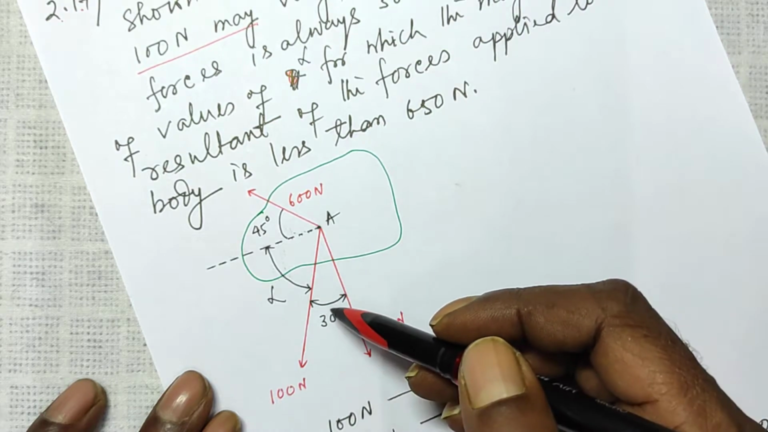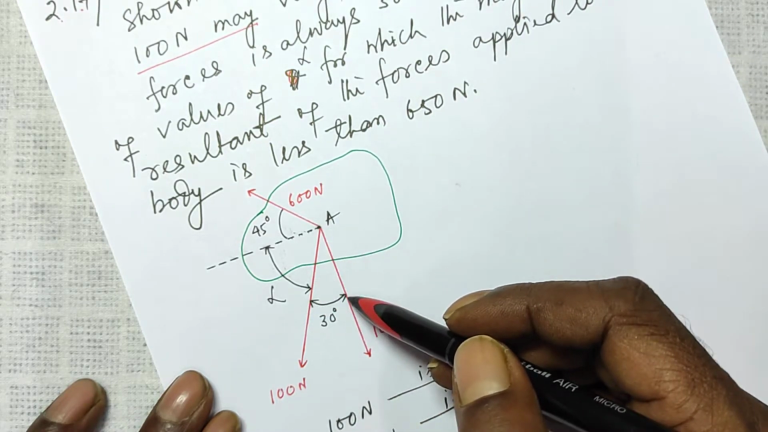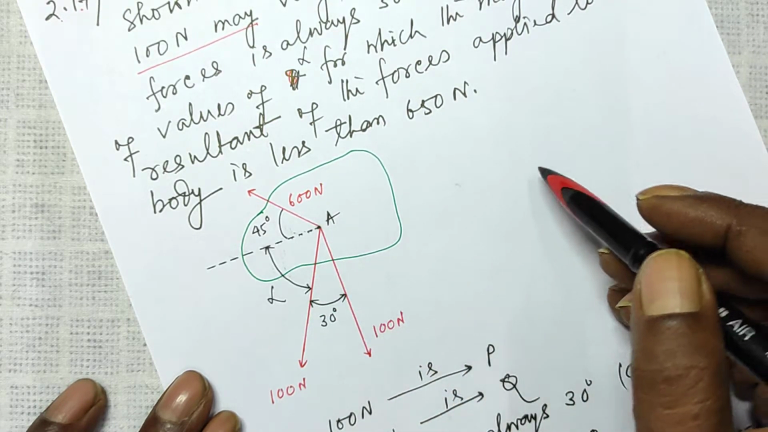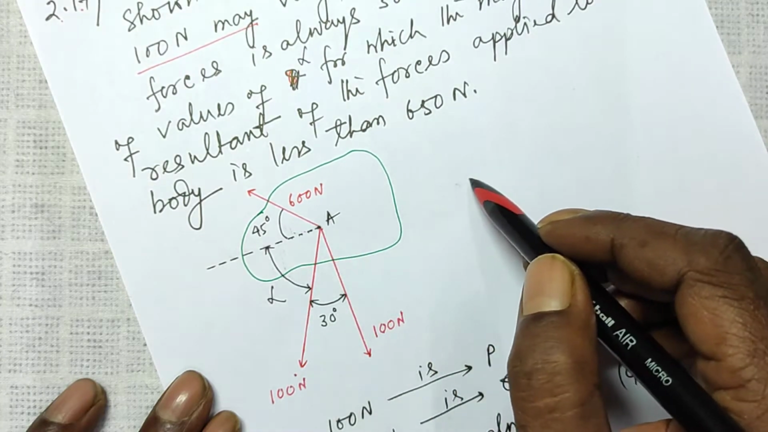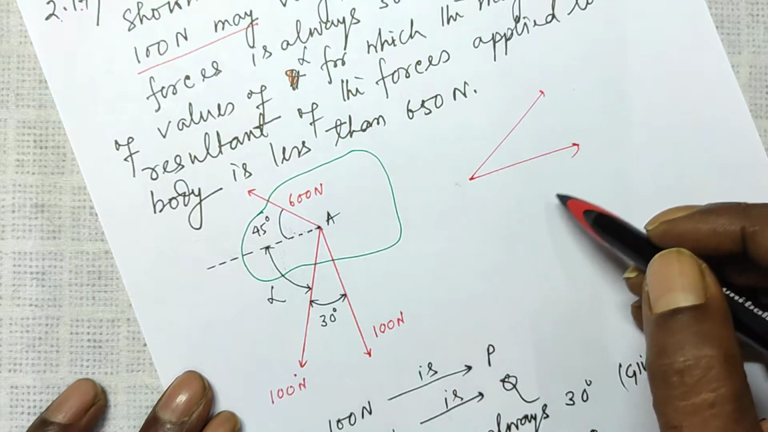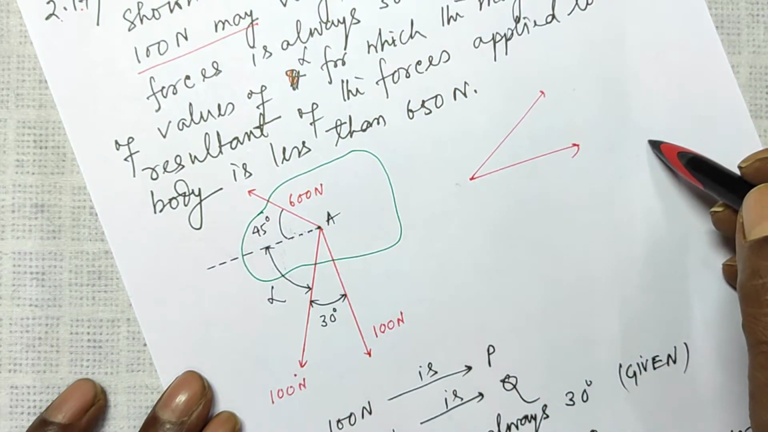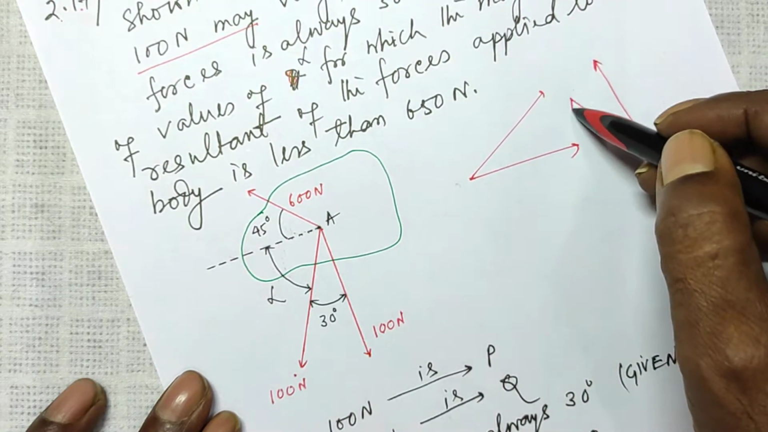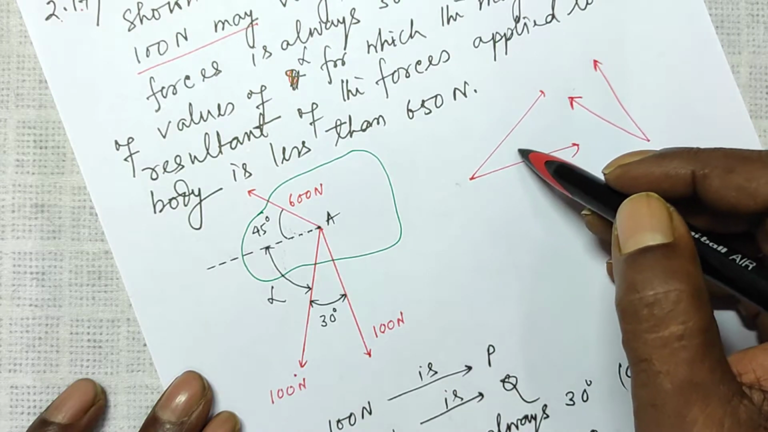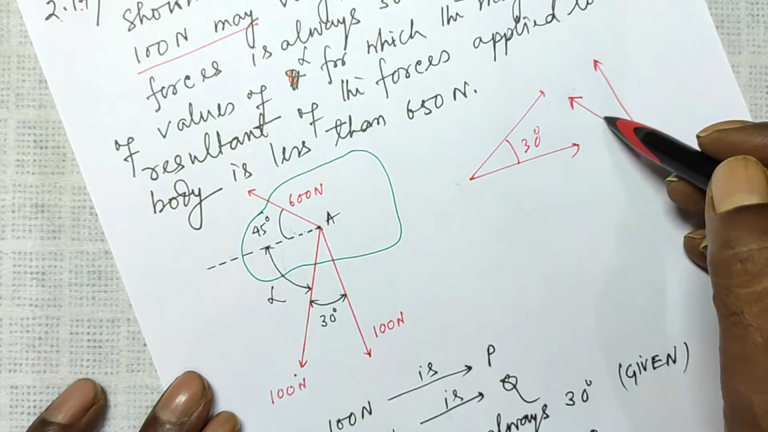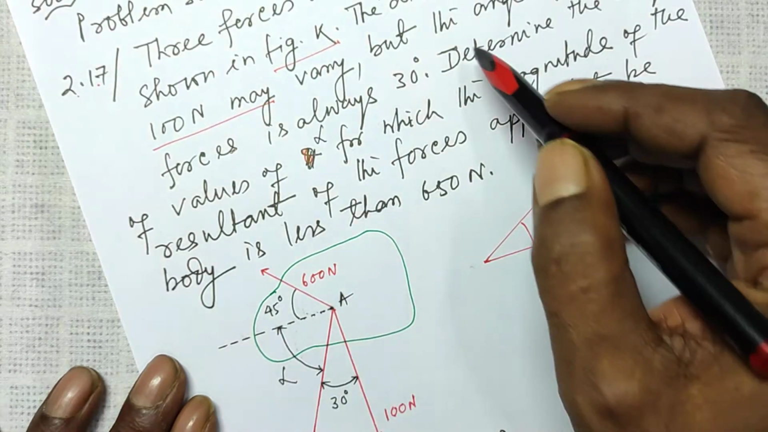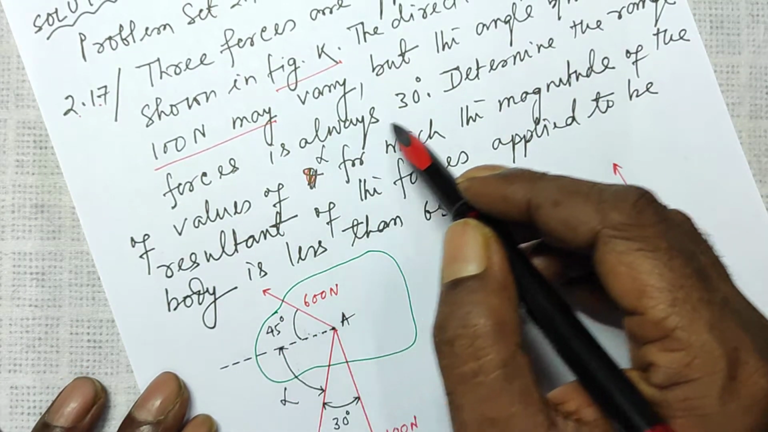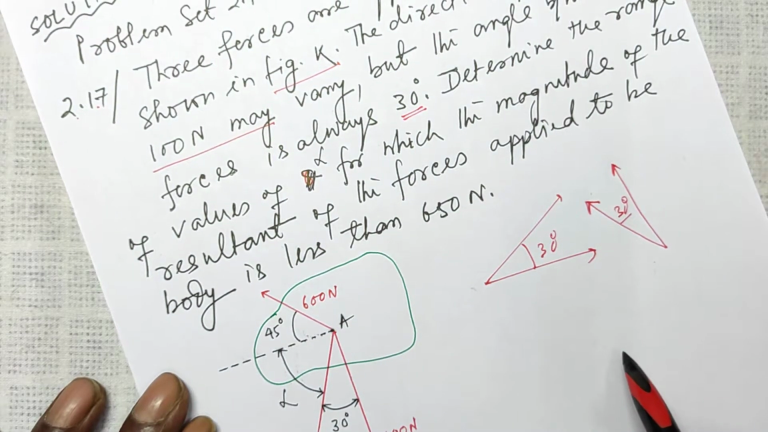In the present situation, the angle between them is 90 degree, but they can vary. Means these 200 Newtons acting at point A can be like this, can be like this, can be like this, but whatever is the situation, the angle between them is always 30 degree. That is what the problem says.